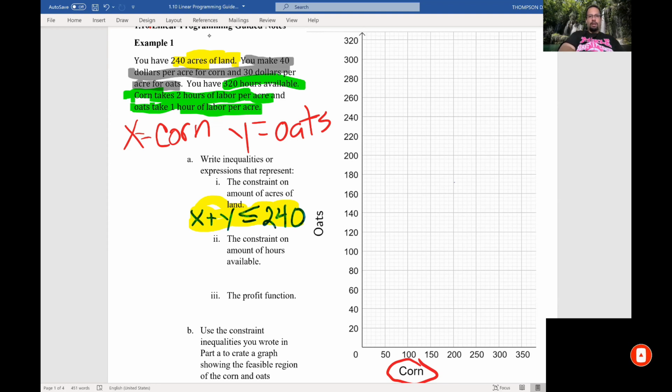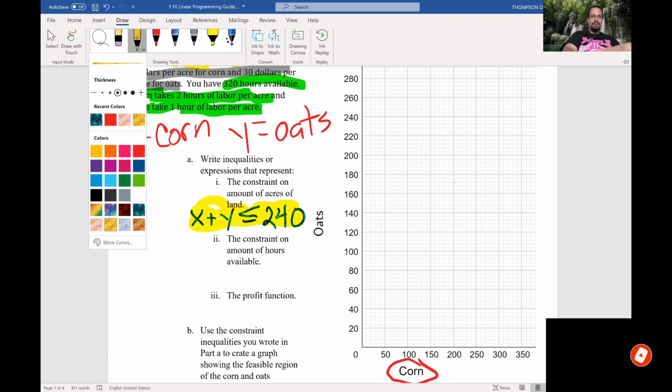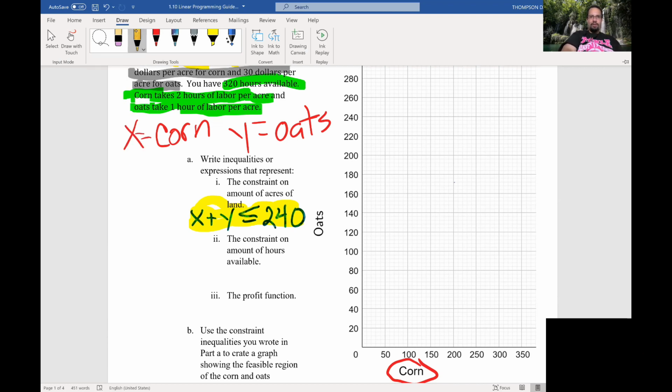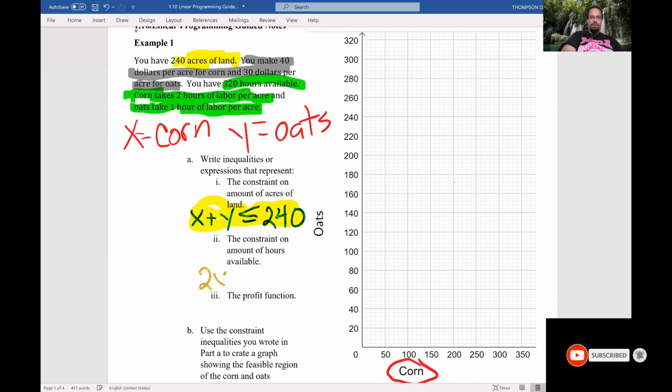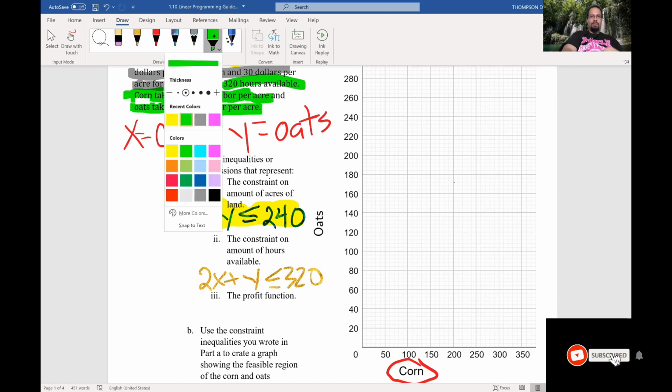Then we have the constraint on the hours available. And we have 2 hours of labor per acre for corn. So that would be 2x plus 1 hour of labor for oats, plus y, and that would be less than or equal to 320. So let's highlight that in green so it matches.